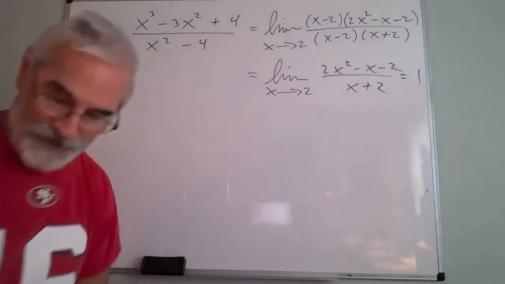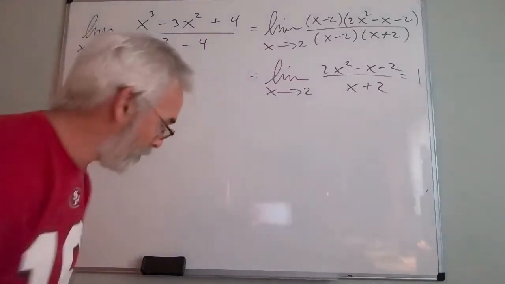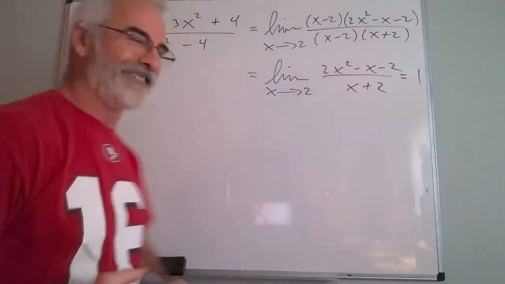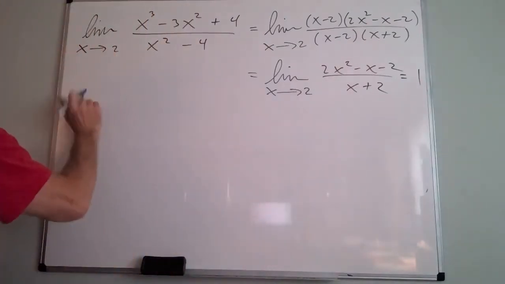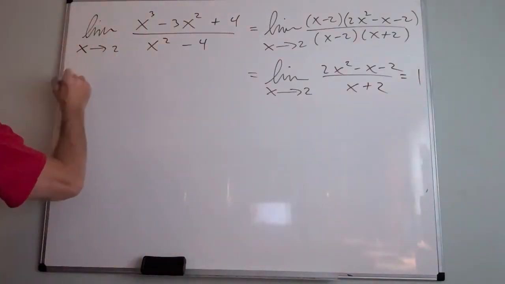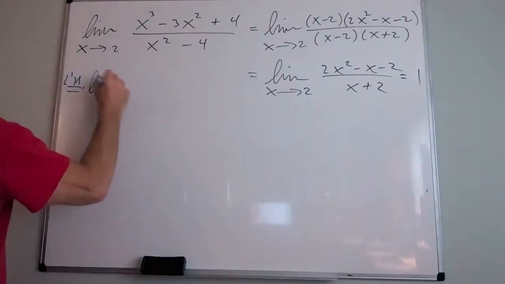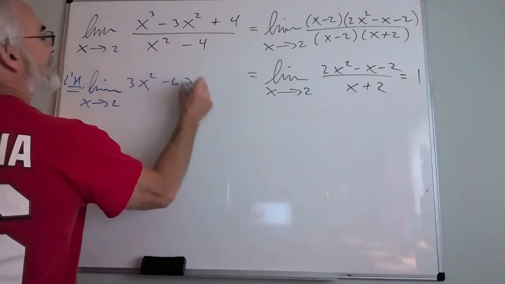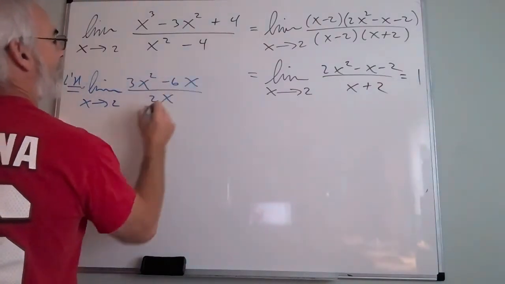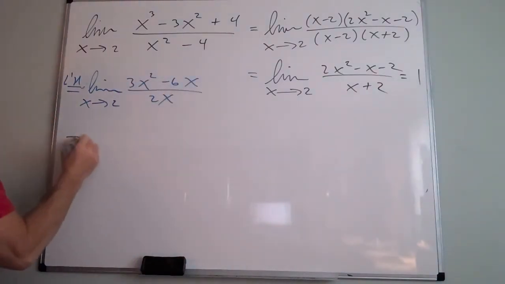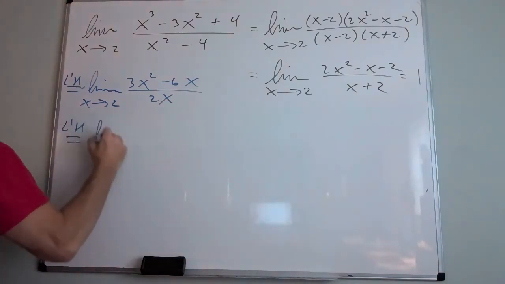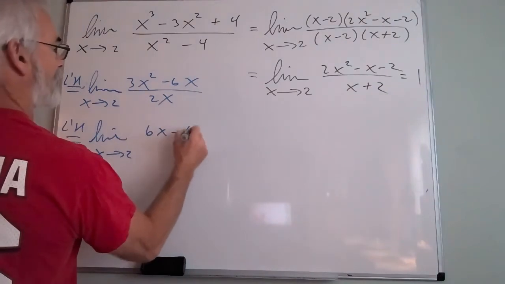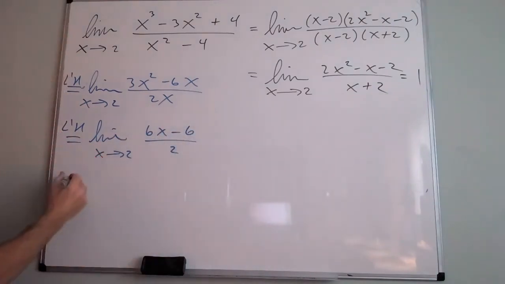Now, let's L'Hopital it, shall we? L'Hopital is going to become a verb, by the way, in case you didn't know that. So I'll say, how do I do it? I just L'Hopital it. All right. So when I L'Hopital this one, I'm going to get 3x squared minus 6x on top and 2x on the bottom. And then when I L'Hopital that one, I'm going to get 6x minus 6 on top over 2 on the bottom.